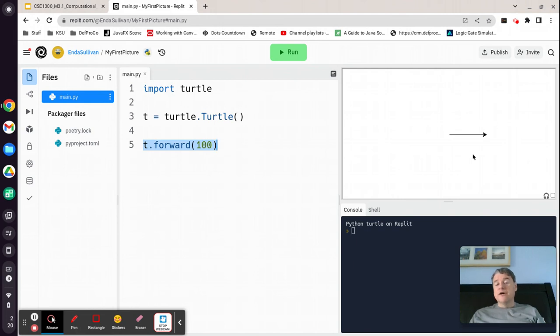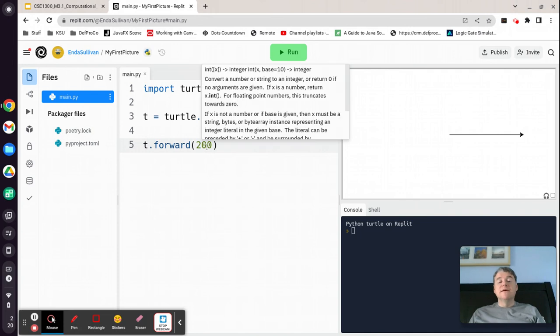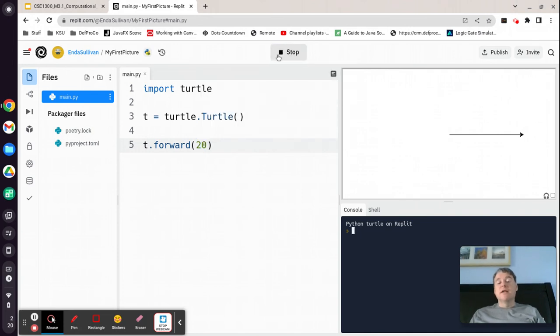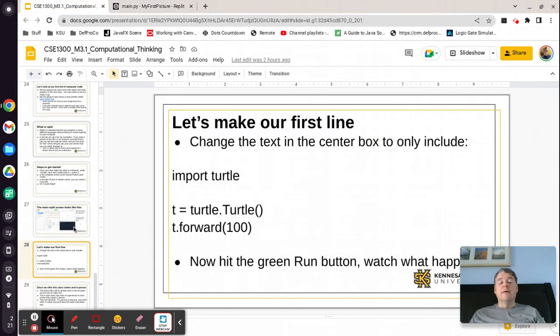And that's why I got a line that was 100 long, which probably leads to the question, what happens if I told the turtle to go forward 200? Well, let's hit run. Not surprisingly, I get a longer line. And if I ask the turtle to go forward only 20 instead of 200, I'm going to get a much shorter line. So that's it. You've written your first program. You're able to tell the turtle to move in a particular direction for a particular length. There's lots more we're going to do with the turtle and the robots, but this at least gets you to the point where you can start seeing how that works.